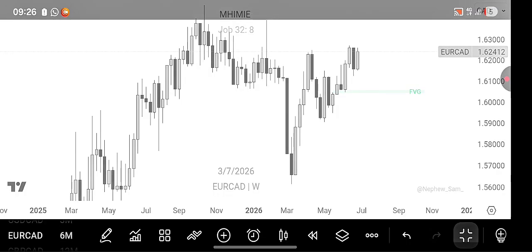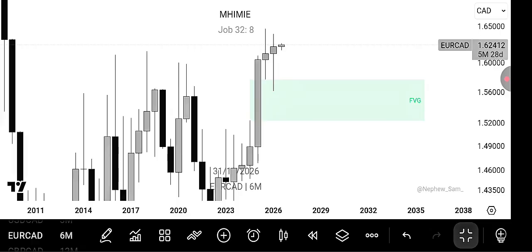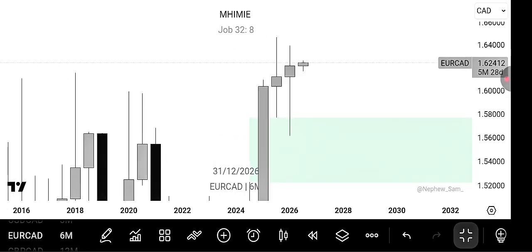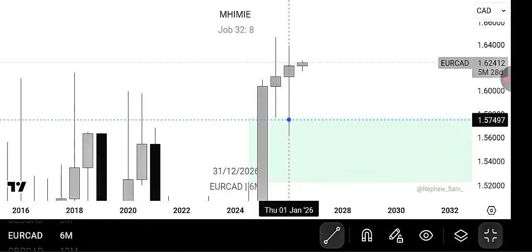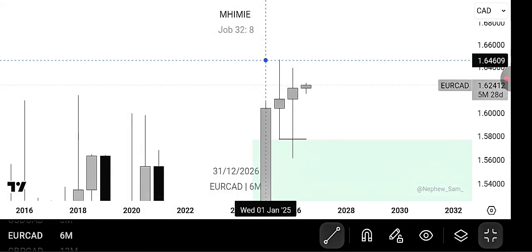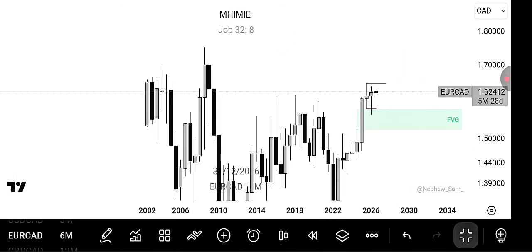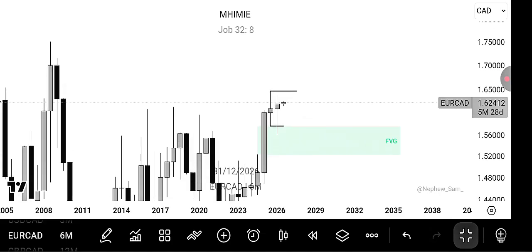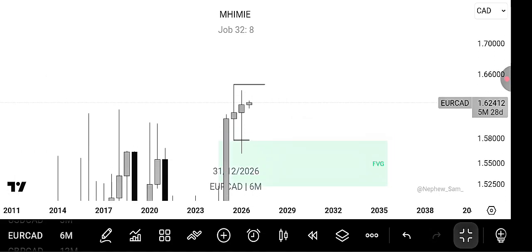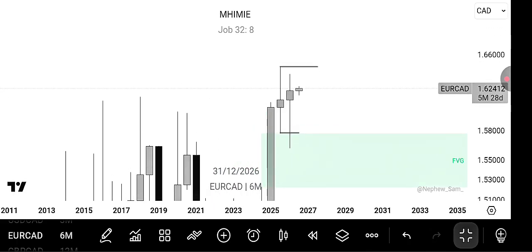EURCAD, starting from the 6 month time frame. On the 6 month time frame, we have a bullish order flow. So we have price take out this low, more like a power of three. So the target should be to complete the cycle and take out this high. I've done a market mapping for EURCAD. You can check the channel where we compare market analysis, where we compare structure with candlestick theory. So this is our overall target to take out the high.